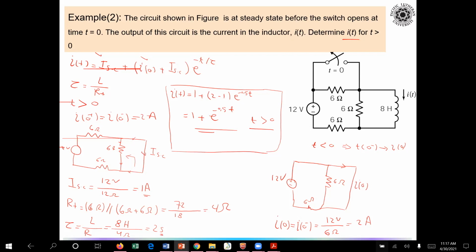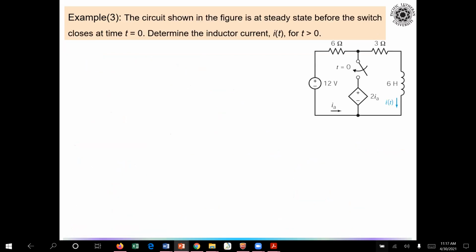Any question with that? Okay, if we have no question, let's move to the second question here. It's a little bit of a challenge, but let's see how we address it.